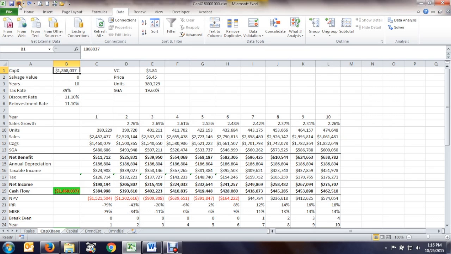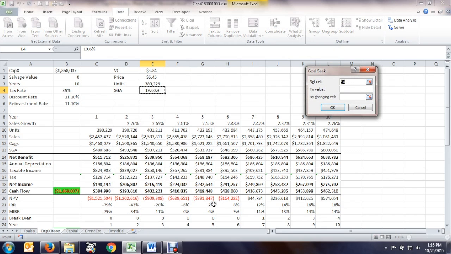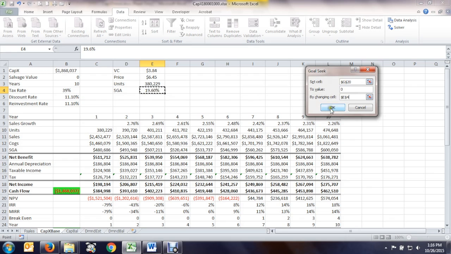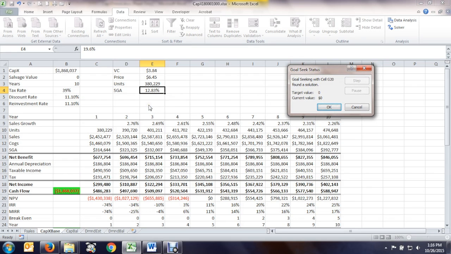I'm going to hit undo again to go back to my original. And then the last thing that might come up, from a management standpoint, is there something we can do with the SG&A? In other words, can we be more efficient managers of the overall process. So again, it's just a what-if analysis. GoalSeek, we want to set cell NPV to 0 in year 5, and we're going to do it by changing the SG&A. And that says your SG&A has got to go down to 12.83%.